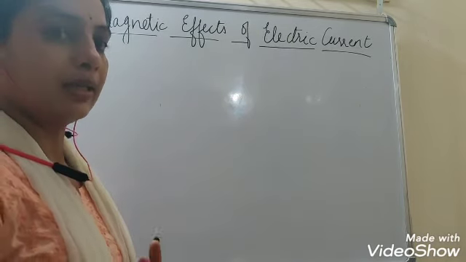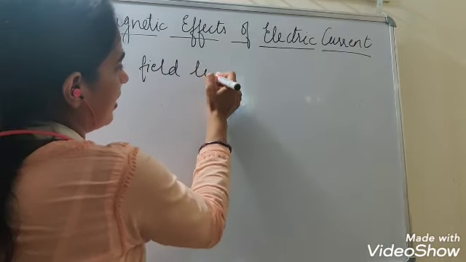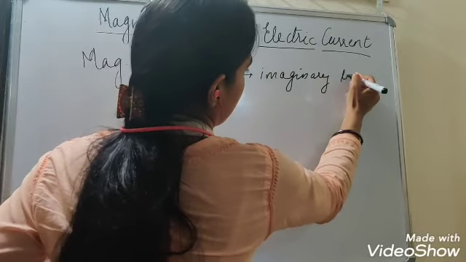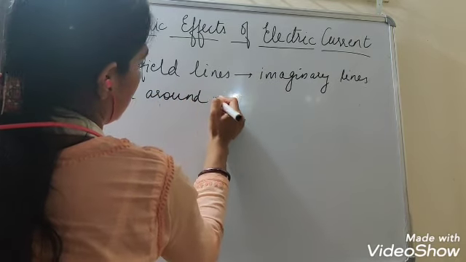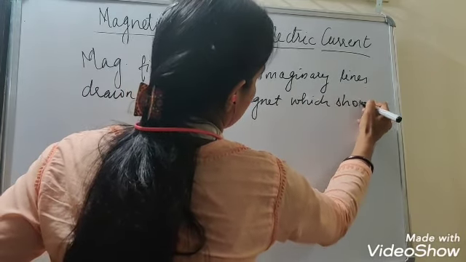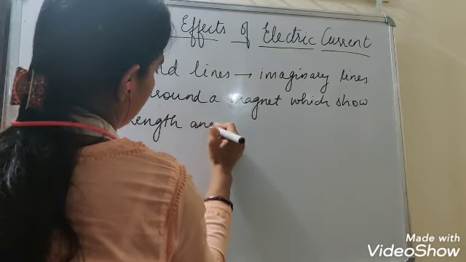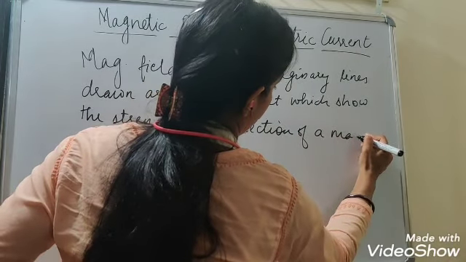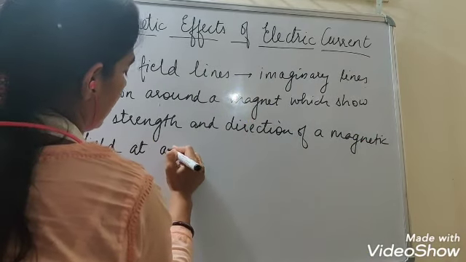Okay. So what are magnetic field lines? The definition of magnetic field lines is that they are imaginary lines drawn around a magnet, which show the strength and direction of a magnetic field at any point.